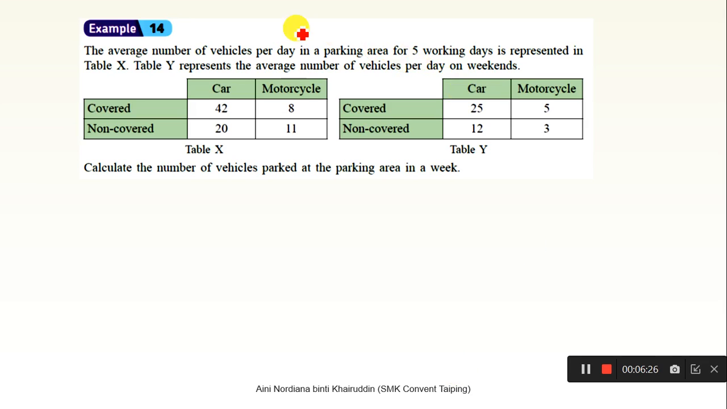Next, example 14. The average number of vehicles per day in a parking area for 5 working days is represented in table X. So this is table X. Table Y represents the average number of vehicles per day on weekends. So this is table Y. Calculate the number of vehicles parked at the parking area in a week.